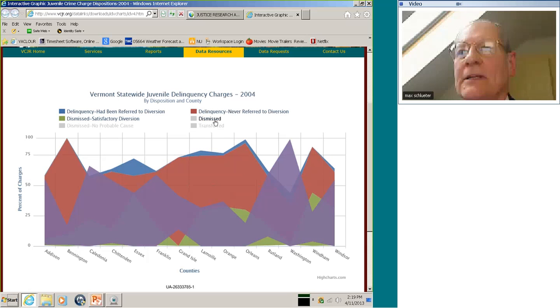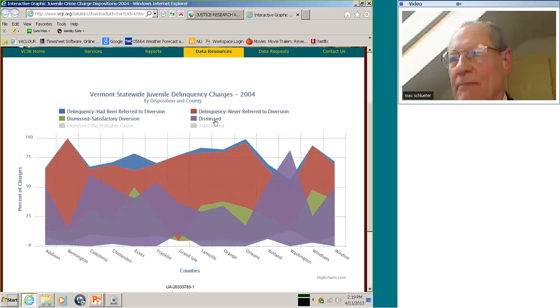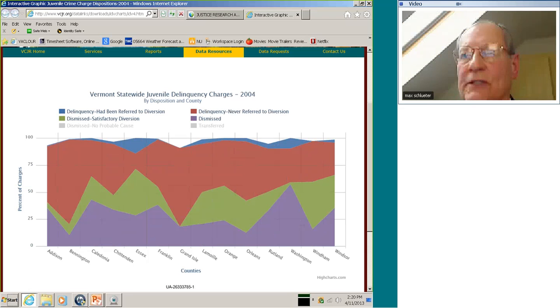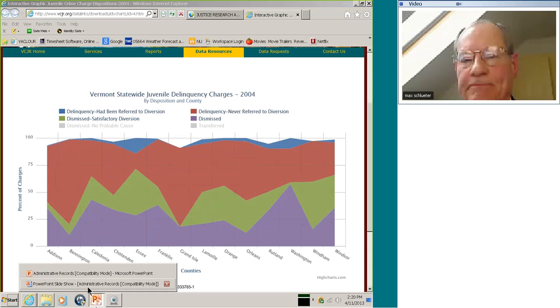Are they dismissing these cases? Oh, I see. Yes, they are. Almost 60% of their juvenile petitions are dismissed. So this is kind of an interesting product that we use on our website to help make the data a little more interactive. And by the same token, it demonstrates how you can use docket information to look at juvenile delinquency policies around the state.